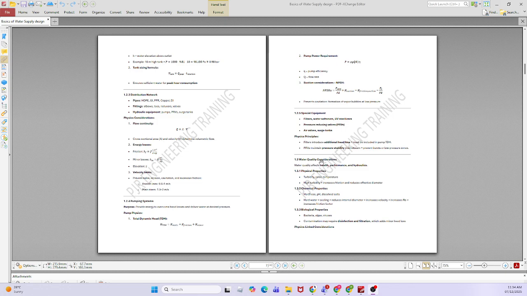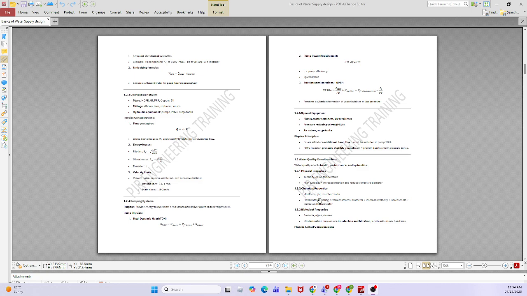Then the water quality consideration is based on health, performance, and hydraulics. The physical properties: sometimes you have to check the color, temperature, and turbidity. High turbidity increases friction and reduces effective diameter. So you have to check the physical properties of the water.